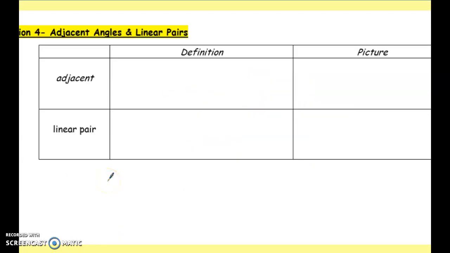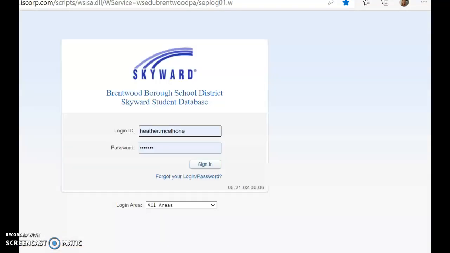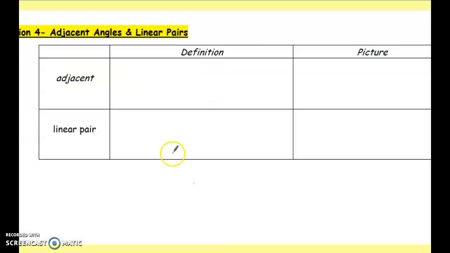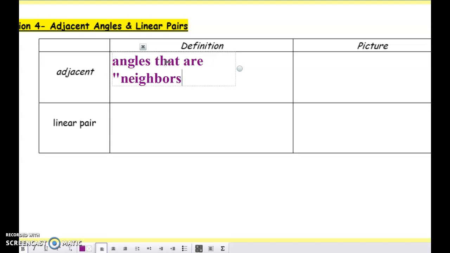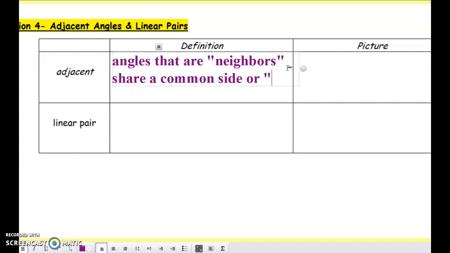Okay, adjacent and linear. So adjacent angles are angles that are neighbors. We refer to them as neighboring angles. They share a common side or fence.